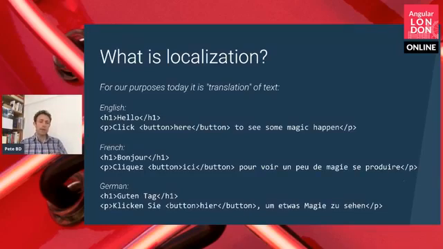So the idea here is that you have an application you've written, which has text in it, and you want to be able to distribute that app to different countries that speak different languages. So you need to convert the text into different languages, for instance, like German or French here. And you can see that the actual text changes, but there's HTML in there as well, which we need to sort of understand as we're doing this.